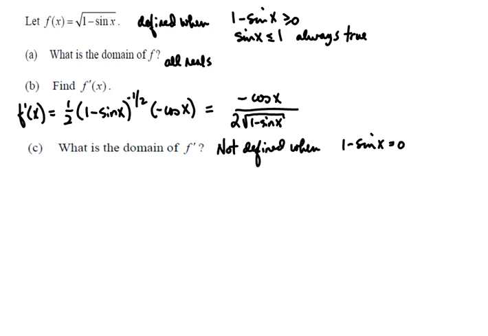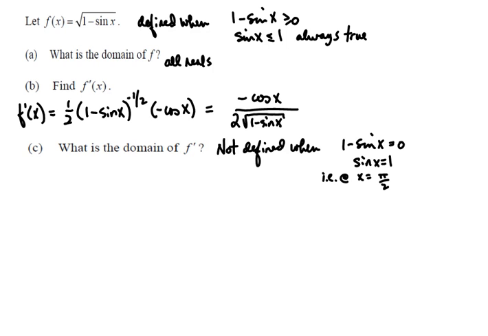Since we have shown that 1 minus sine x is always non-negative, we don't have to worry about the negative values under the radical. But now, since it's in the denominator, we do have to worry about zeros under the radical. So that denominator will be 0, and the derivative won't exist whenever sine is equal to 1.